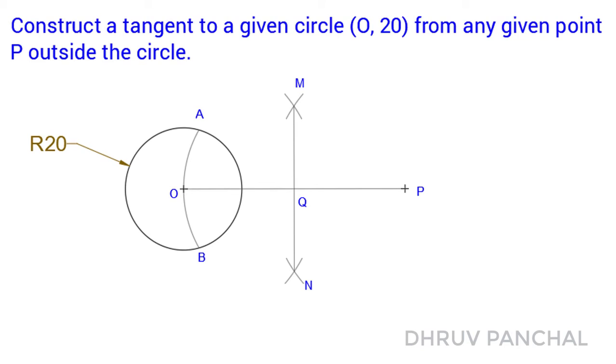Now draw a line passing through point A and point P as well as draw a line passing through point P and point B. Here we can say that line PA and line PB are tangent to a given circle from any given point P outside the circle.